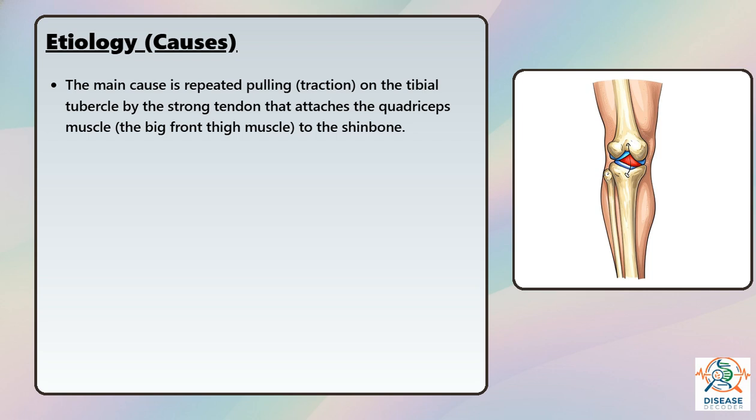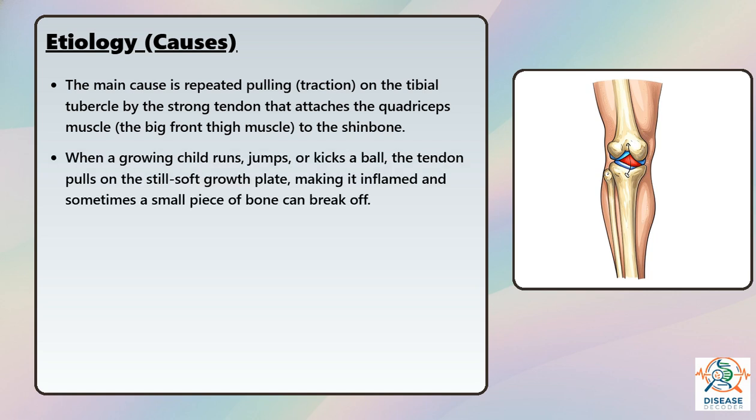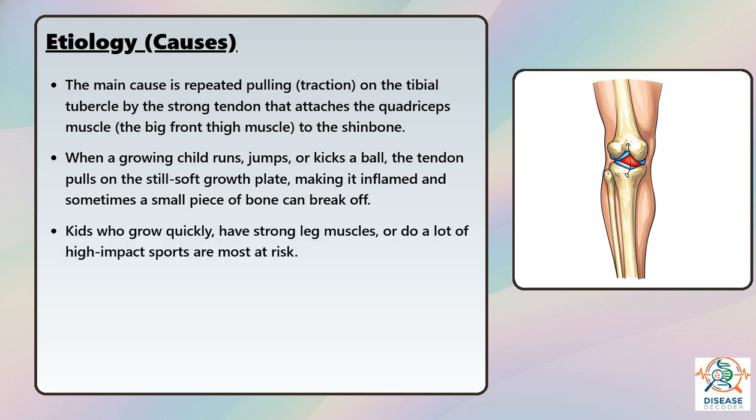The main cause is repeated pulling, traction, on the tibial tubercle by the strong tendon that attaches the quadriceps muscle, the big front thigh muscle, to the shin bone. When a growing child runs, jumps, or kicks a ball, the tendon pulls on the still soft growth plate, making it inflamed, and sometimes a small piece of bone can break off. Kids who grow quickly, have strong leg muscles, or do a lot of high-impact sports are most at risk.